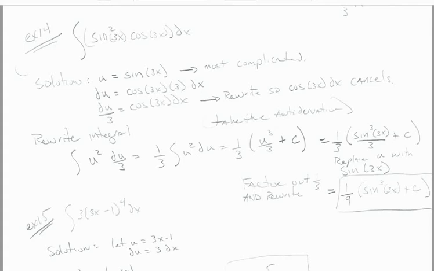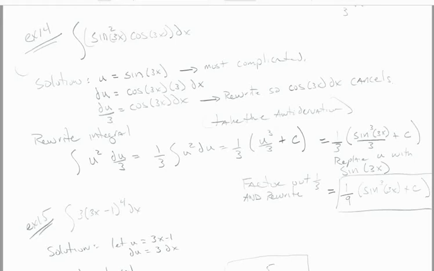Let's pick up with example 14 here, more complicated trig function here. So, pick the more complicated piece on this, alright? We have the integral of sine squared of 3x cosine of 3x. Notice there's two trig functions in this integral. There's a sine and a cosine.